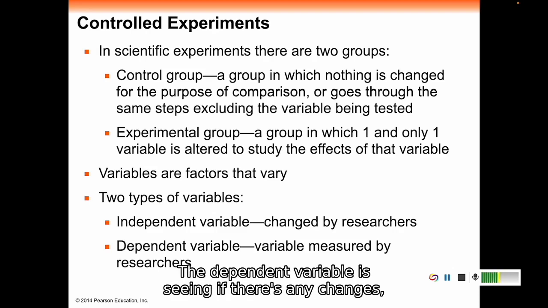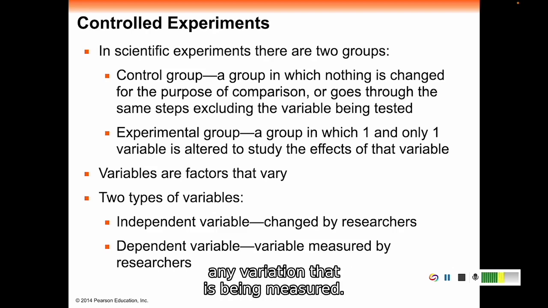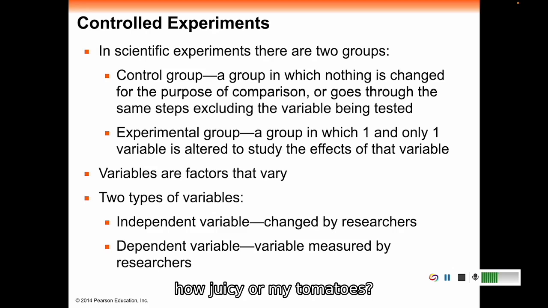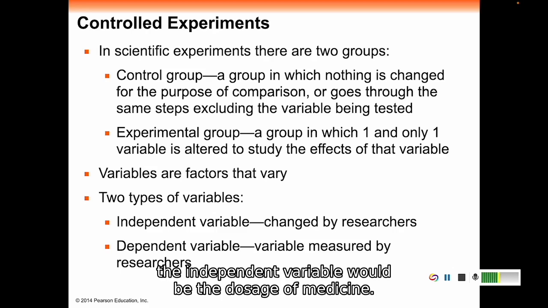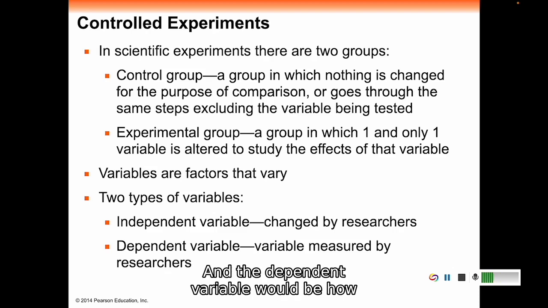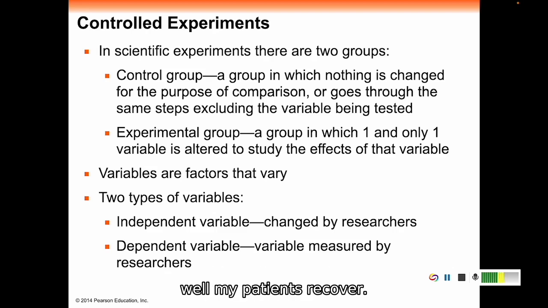The dependent variable is seeing if there are any changes, any variation, that is being measured. So how tall do my tomato plants get? How juicy are my tomatoes? Those are dependent variables, whatever is being measured. If I am testing a new medicine, the independent variable would be the dosage of medicine, and the dependent variable would be how well my patients recover.